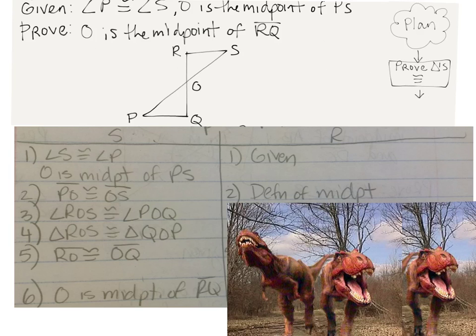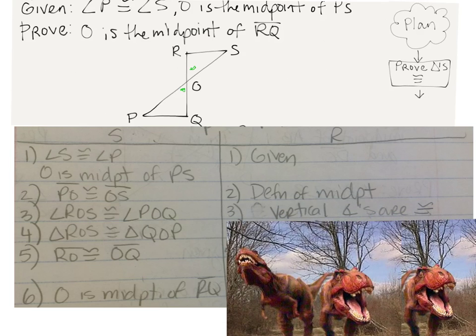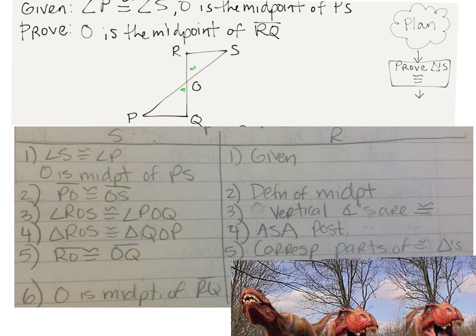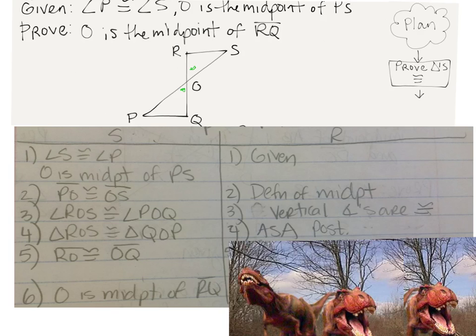Now, how about this one? Angle ROS and POQ are congruent. Why are they talking about those? Vertical angles again, those two angles that are right there and right there. Vertical angles are congruent. How did we show that triangle ROS was congruent to triangle QOP? Well, I hope you said by angle, side, angle.